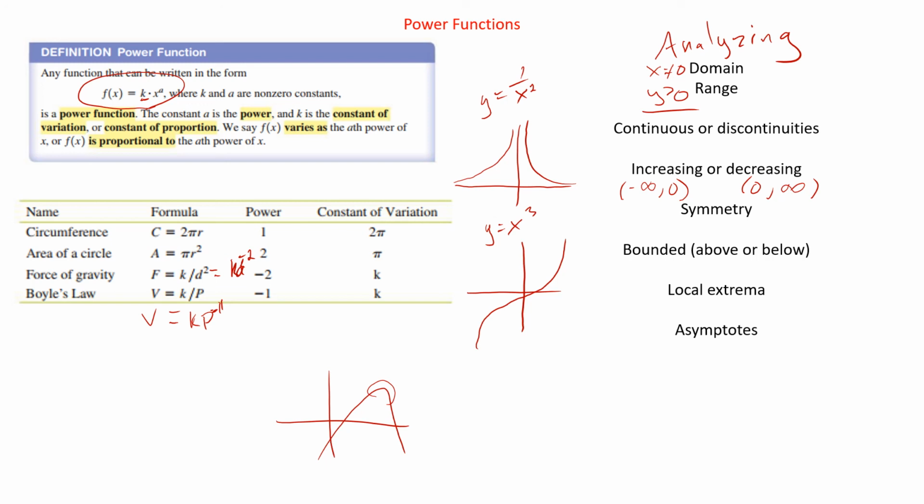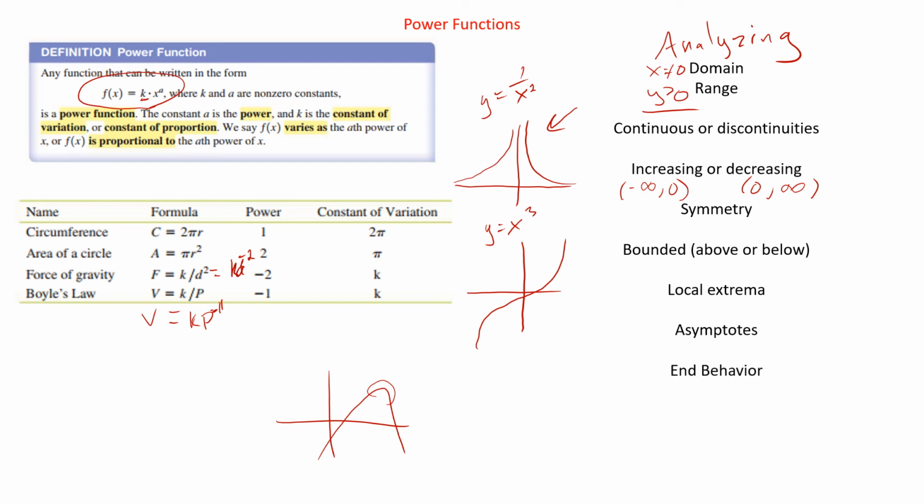Asymptotes, where does it have asymptotes? Those could be vertical asymptotes. Those could be horizontal asymptotes as well. But asymptotes are generally thinking vertical, but they could be either. The only one we have asymptotes on is this one here, and the asymptote would be at x equals 0.